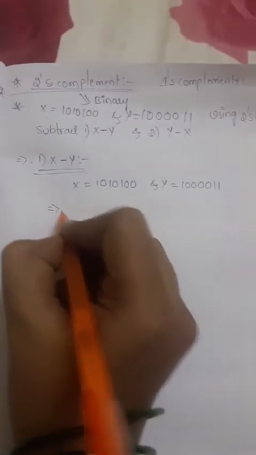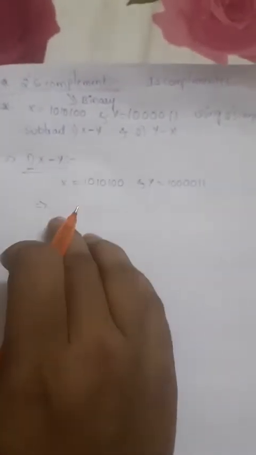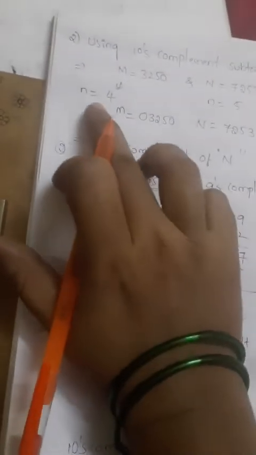Okay, so what is the x value here? x is 1 0 1 0 1 0 0, and y is equal to 1 0 0 0 0 1 1. Okay, so what is the procedure to do this using 2's complement? What is the first step in 10's complement?